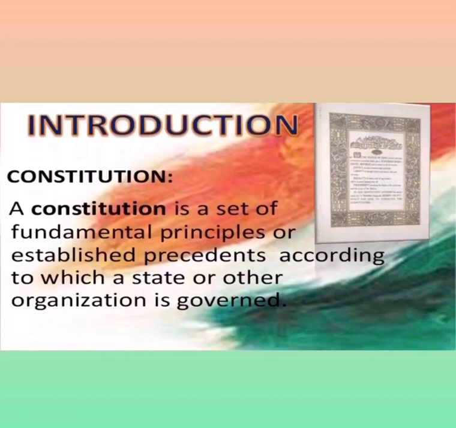Now first we will define what is Constitution. A constitution is a set of fundamental principles or established precedents according to which a state or other organization is governed. Here the meaning of precedents is an earlier event or a previous case. So there are certain basic rules that the citizens and the government have to follow. All such rules together are called Constitution.